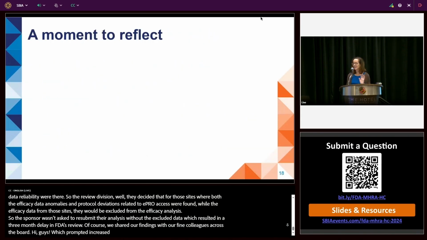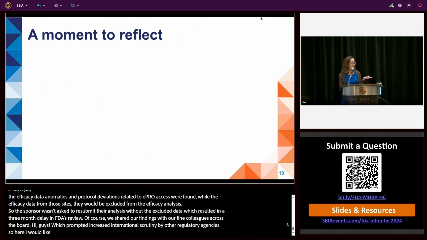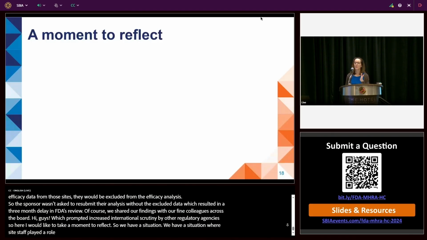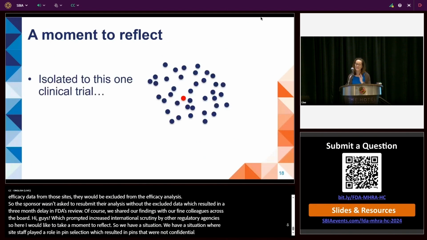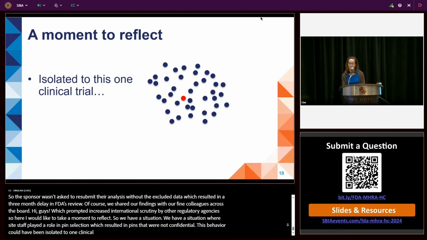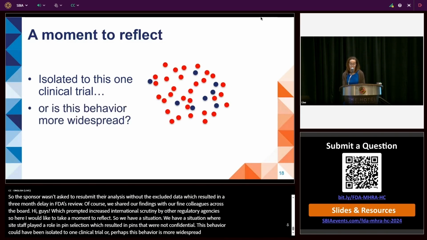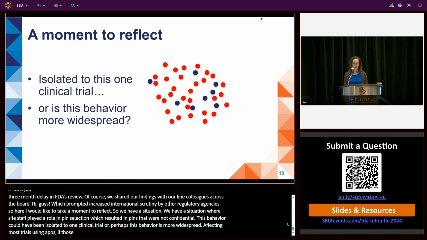Okay, so here I'd like to take a moment to reflect. We have the situation where site staff played a role in PIN selection, which resulted in PINs that were not confidential. This behavior could have been isolated to this one clinical trial, or perhaps this behavior is more widespread, affecting most trials using apps if those apps required only PINs for access.